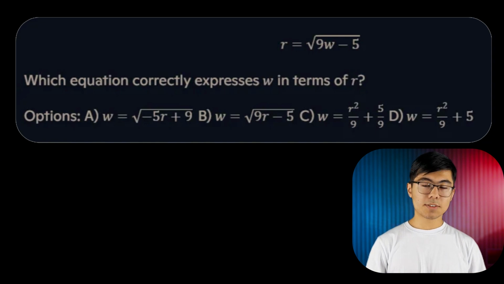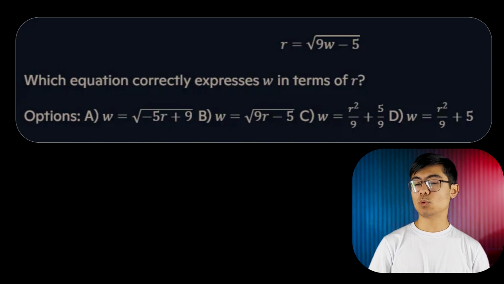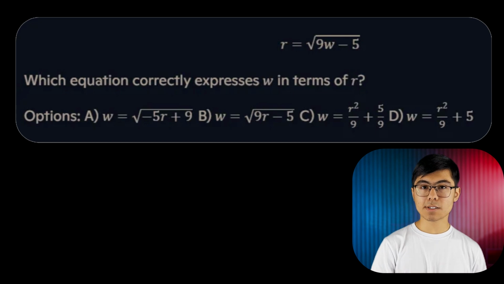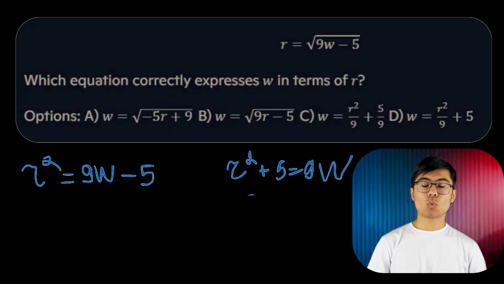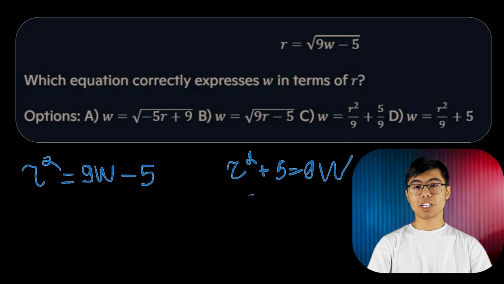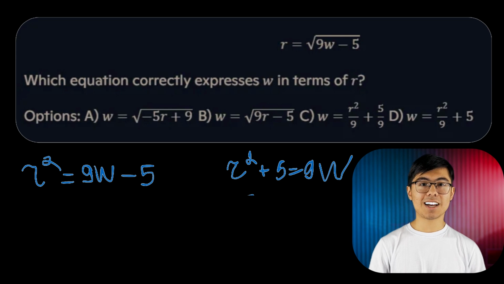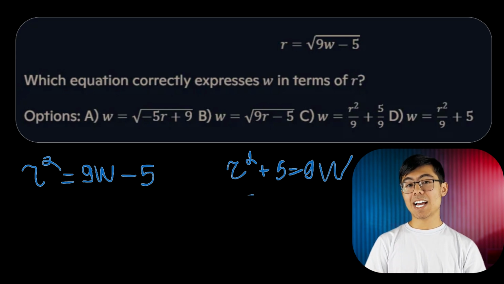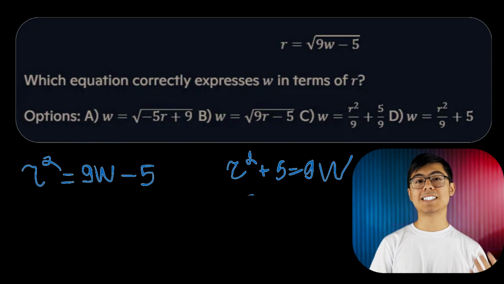So the first thing that we want to do is to eliminate the square root. This means squaring both sides of the equation to get rid of the radical. So r squared equals 9w minus 5. So now we've got a much cleaner equation without that pesky square root. Step 1 done. Now step number 2 is solving for w.